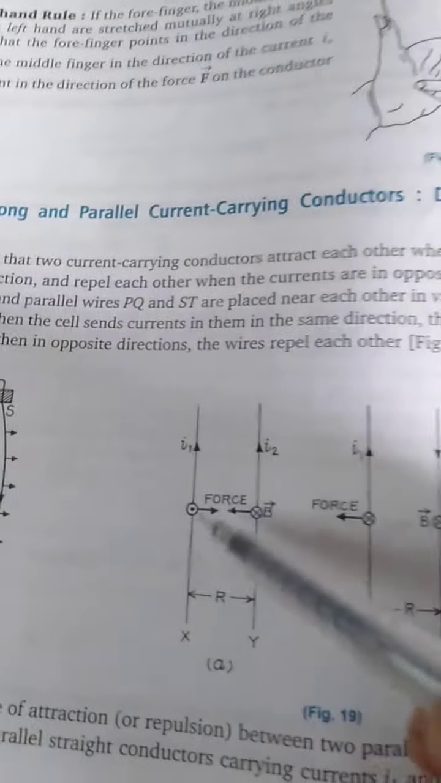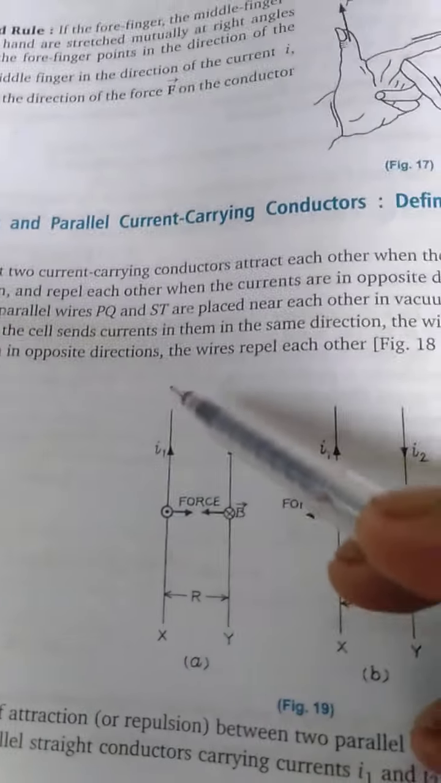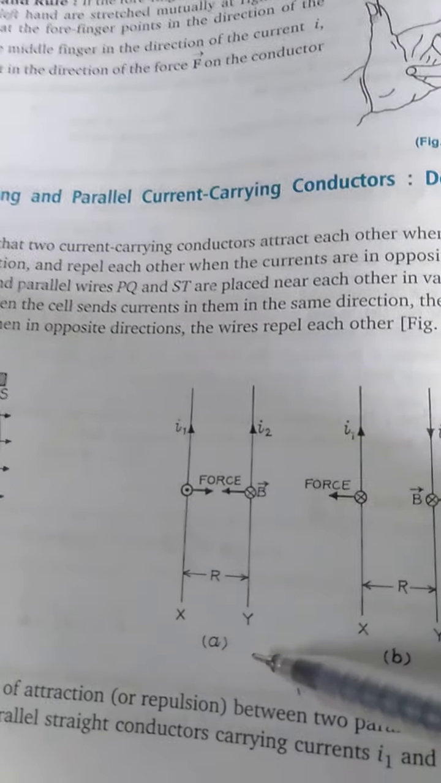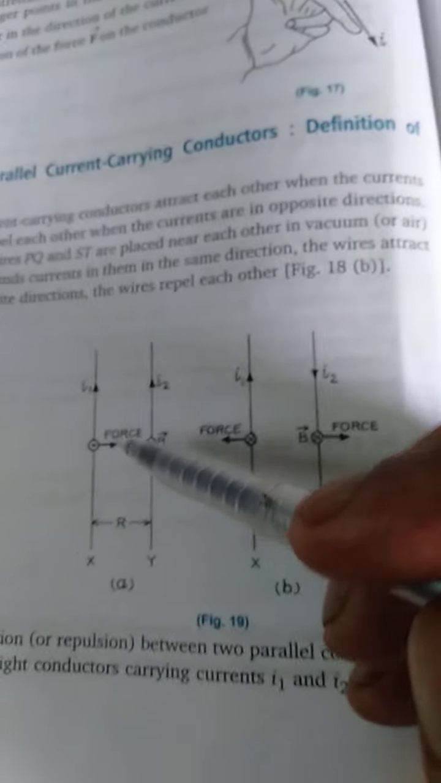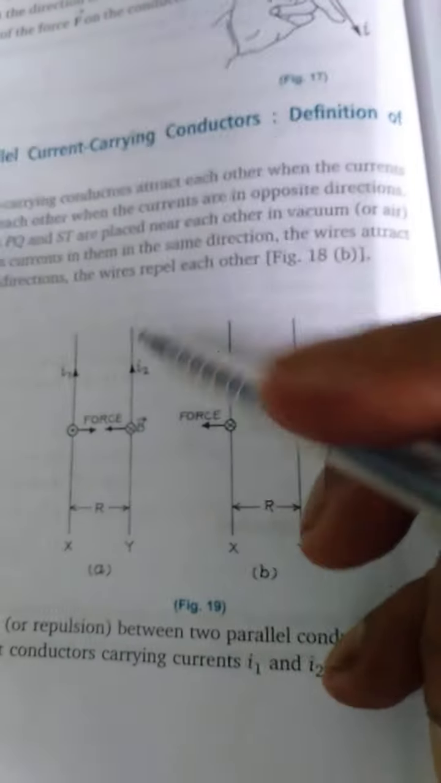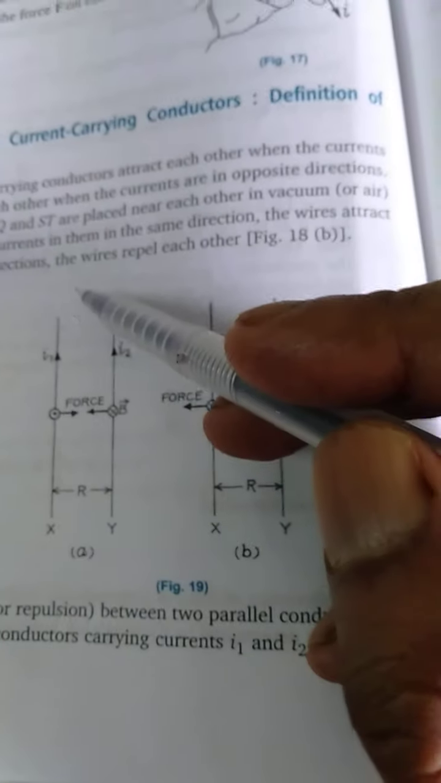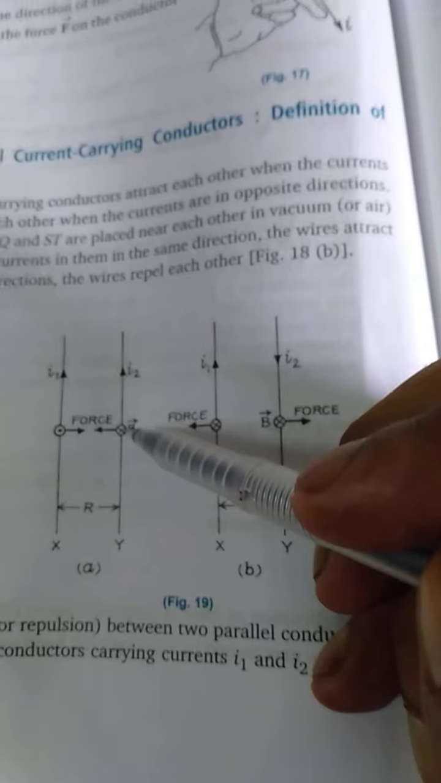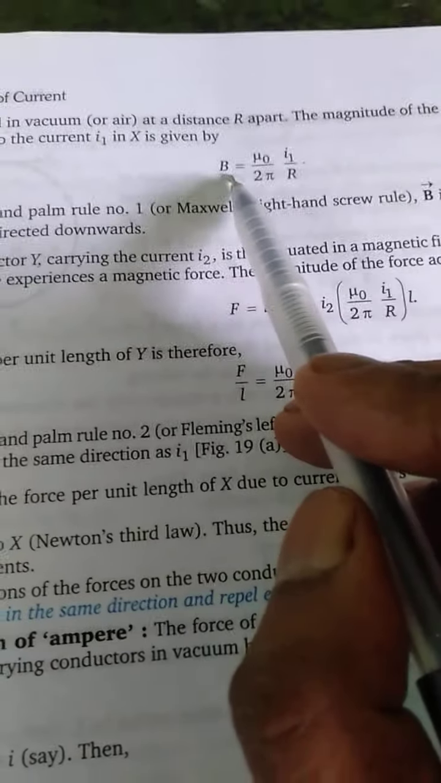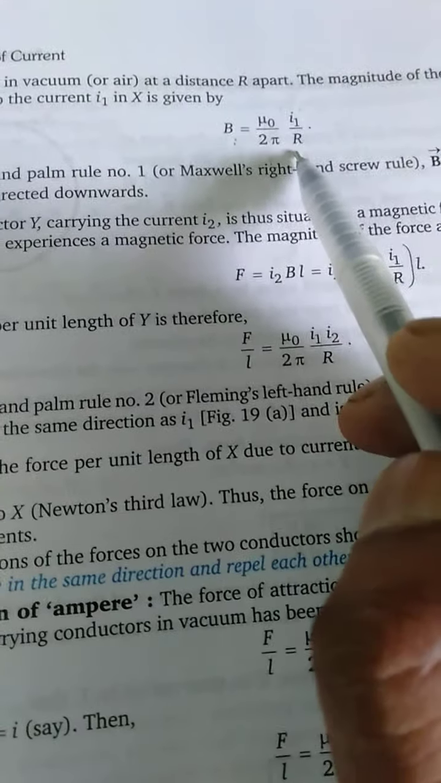Now we are interested to find the magnitude of this force. Suppose this is a wire and this is a wire. What is the force of attraction between them? And from there we will derive the definition of ampere. First of all, think that this wire is not there. Only one wire is there, carrying current I1. At this point, the magnetic field will be B equal to mu 0 by 2 pi, I1 by R.